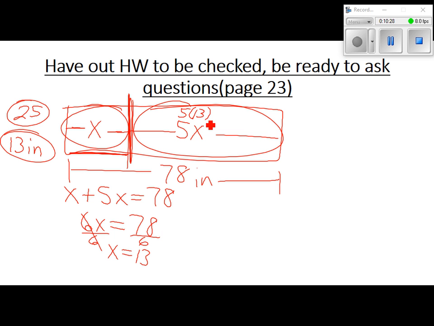What's another way I could do it if I didn't have a calculator? 78 minus 13. There you go. You could take the whole thing minus the 13, and that I can actually do out longhand. It's not too difficult. 65 inches. Is there any reason you might want to do that? Yes, no, maybe. Maybe. Especially the price of wood right now.